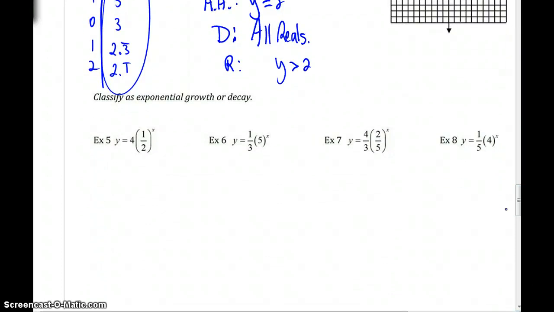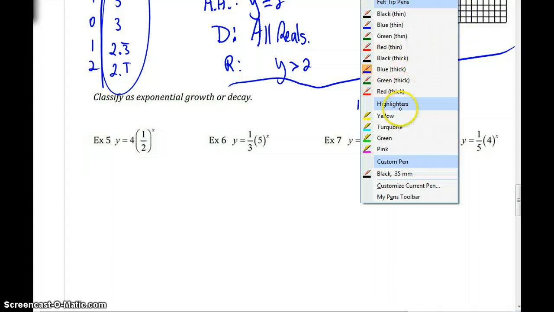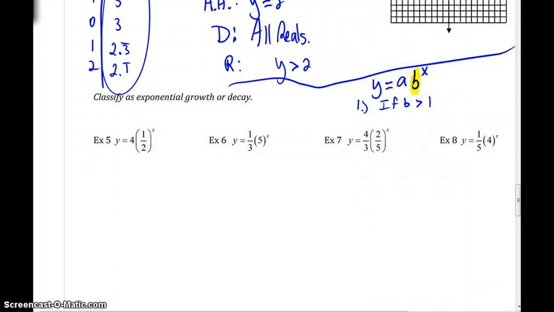Last one very quickly. Classify as exponential growth or decay. Well, what we've been studying are curves that look like this: y equals a times b to the x. Here's something that you need to know. For our first case, if b was greater than 1, if that base, whatever we're raising to the x power, is greater than 1, then we have what's called growth.